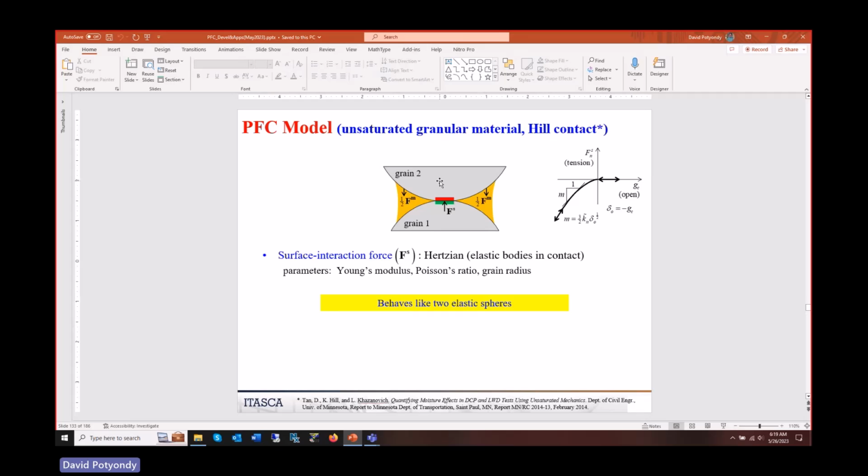But the same thing applies to any elastic body. Like a big train that's pushing on a train track, the stress distribution, the behavior of that system is very well described by a Hertzian contact model. So it's as though we have two elastic spheres pushing against each other.